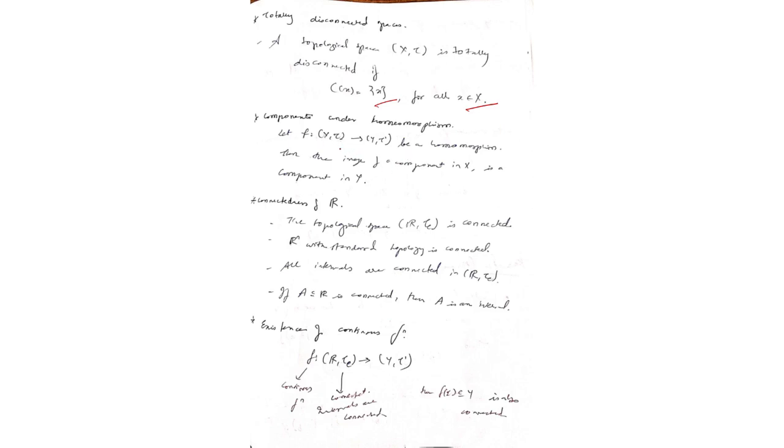Let f from (X, tau) to (Y, tau dash) be a homeomorphism. Then the image of a component in X is a component in Y. Okay. So, if f is a homeomorphism, then the image of a component in X will map to a component in Y.